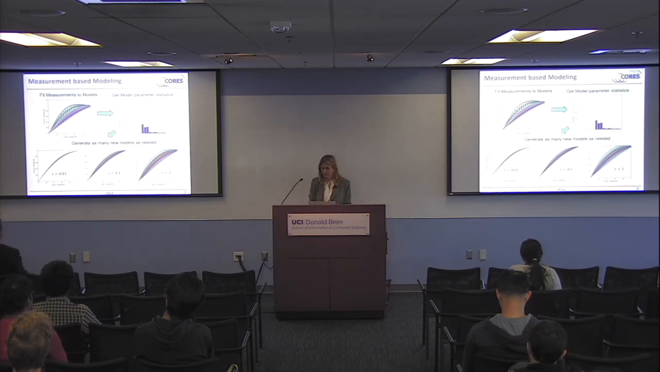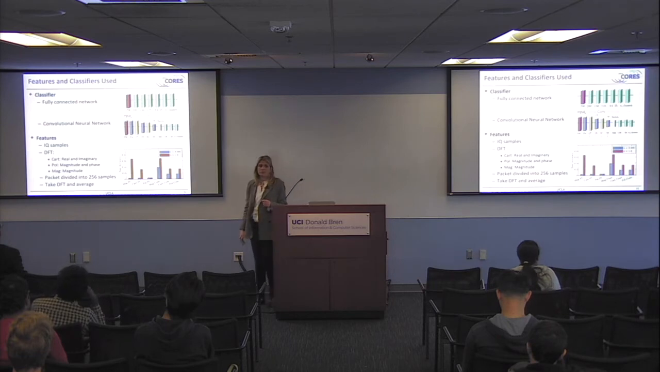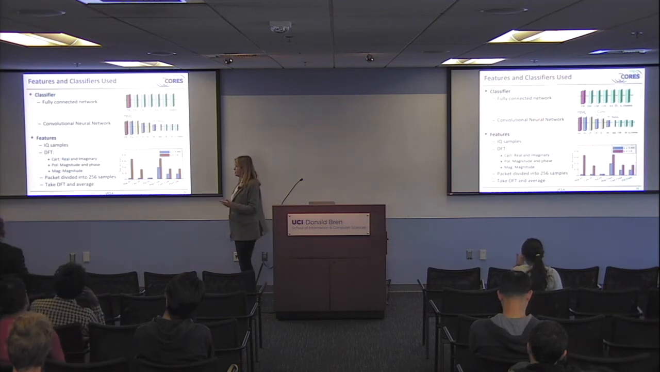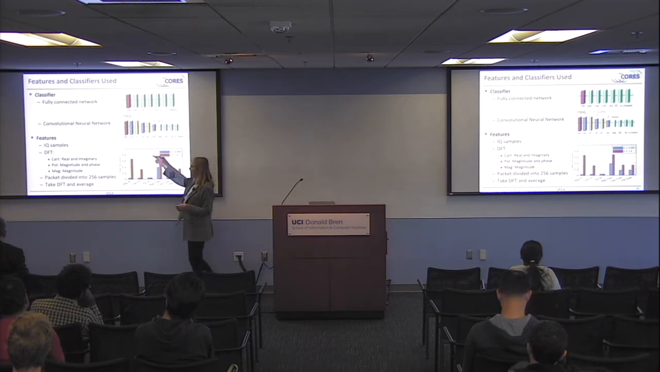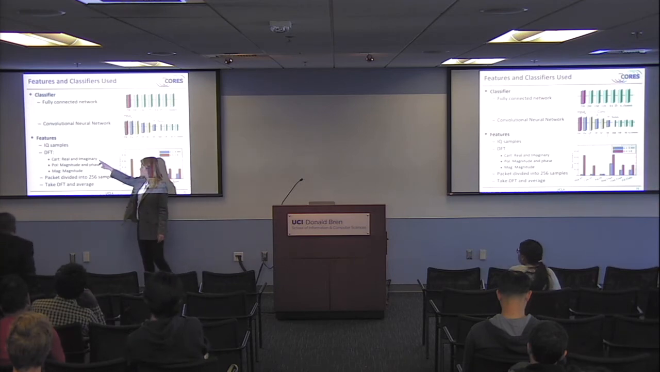And the algorithms are standard machine learning classifiers. We have exploited two. One is the fully connected neural network, and the other one is the convolutional neural network. Now, in terms of what the features are, that's always the problem when you try to do this identification. We have tried IQ samples, and we have also looked at power spectral density in Cartesian, polar, and magnitude normal.